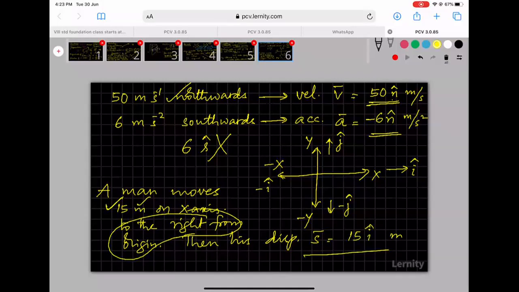Understood? Then the man moves from there 10 meters below the x-axis. Below the x-axis would be the negative y direction. So if this is displacement 1, then displacement 2 would be minus 10 j cap meters. Like that you write. I hope you know how to write a vector with only one dimension. So that is how you write a vector. That is what unit vectors are used for.